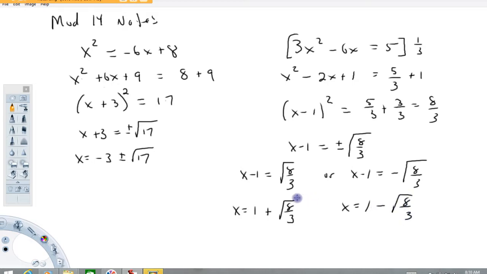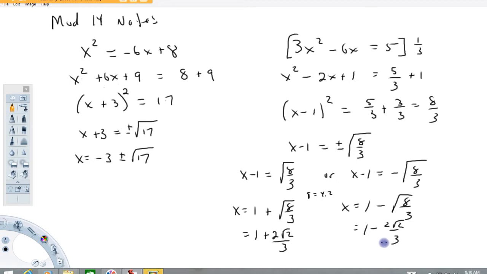You might wonder, does this need to be simplified? That's just a matter of opinion. I think the answer is perfectly fine the way it is. However, remember 8 is 4 times 2, so effectively we can pull a square root of 4 out of that. So this one we can write as 1 plus 2 root 2 over 3, and this one is 1 minus 2 root 2 over 3.